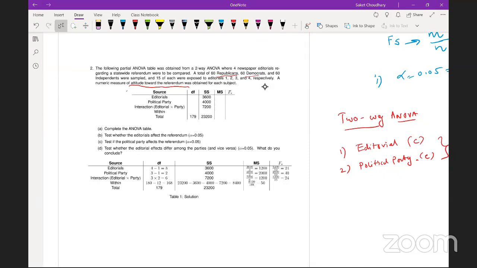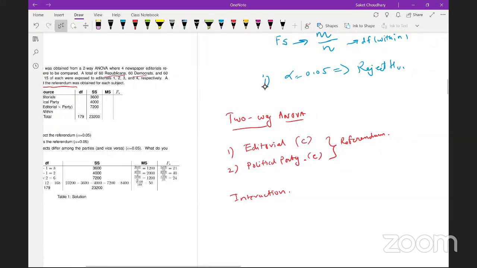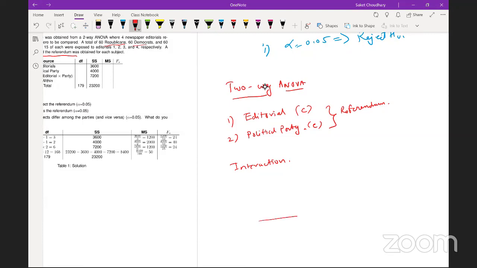So we are interested in finding if any of these editorials or the political party, and their interaction. Okay, so what do you mean by interaction? So let me first explain what it is that we're really interested in. We have four editorials, 1, 2, 3, and 4. We are looking at some sort of numerical measure, some referendum, which is given by some numerical quantity.